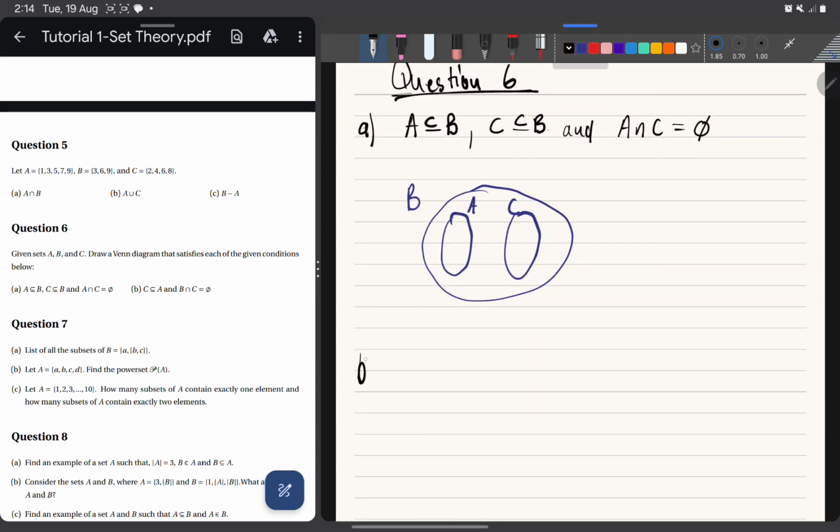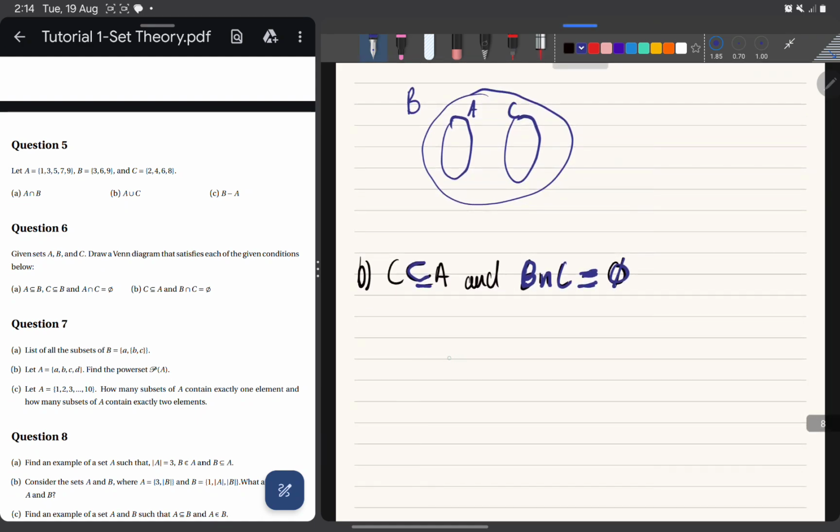Now let's do part B now. It says that C is a subset of A, and B intersection C is equal to the empty set. So what do we do here now? C is a subset of A, and then B intersection C is equal to nothing. So there is nothing in common between B and C. But C is a subset of A.